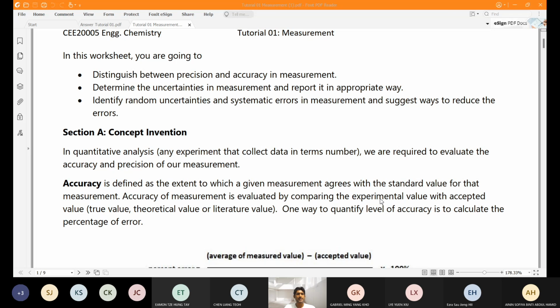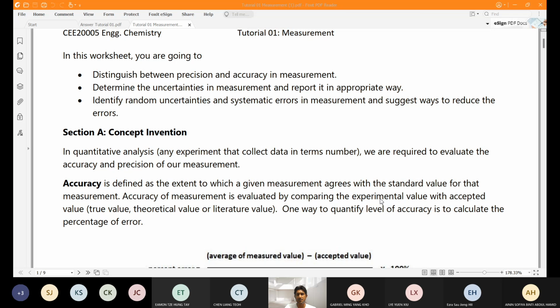No question. Okay, so let's go to the measurement tutorial and then we will talk about the concept invention. Quantitative analysis, right? Can anybody tell me what is the difference between quantitative and qualitative?